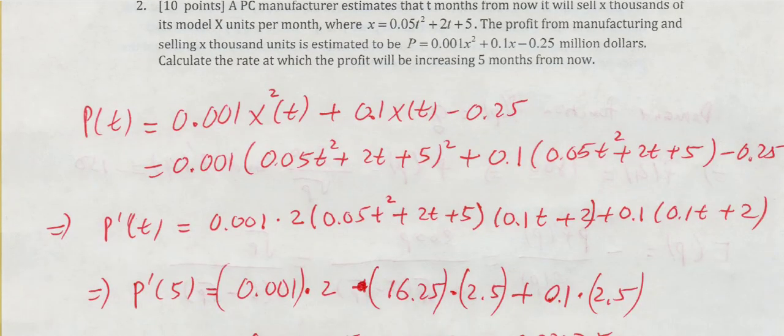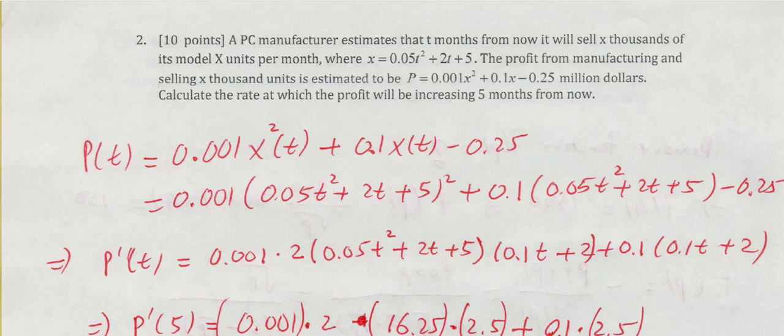Okay, the next question. This one, let's read the question first. It's saying that a manufacturer estimates that t months from now, it will sell x thousands of its model units per month, where x equals this expression here. The profits from manufacturing and selling x thousands of units is estimated by the equation, and this is in millions of dollars. Now find the rate at which the profits will be increasing 5 months from now.